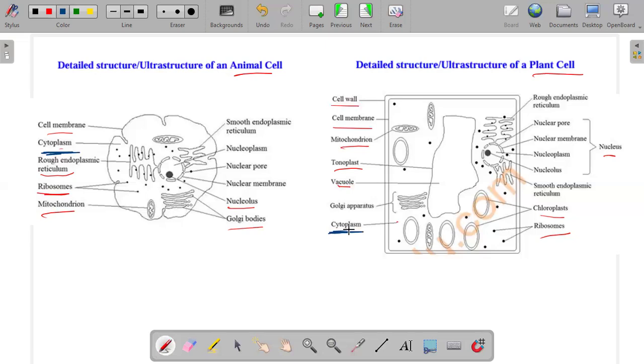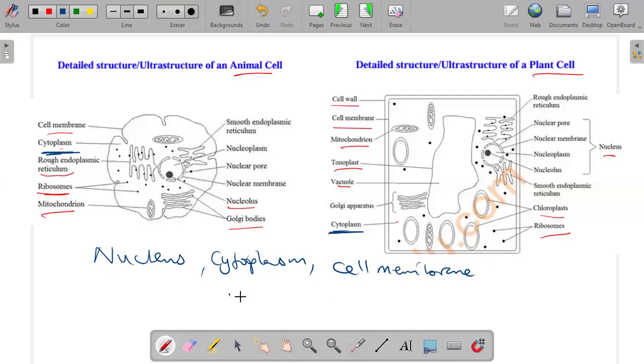Now, a fun fact that you must know is that the combination of the nucleus, the cytoplasm, and the cell membrane, all together, collectively, these three are known as the protoplasm. So these three collectively are called protoplasm. Okay, let's now move on to the next one.